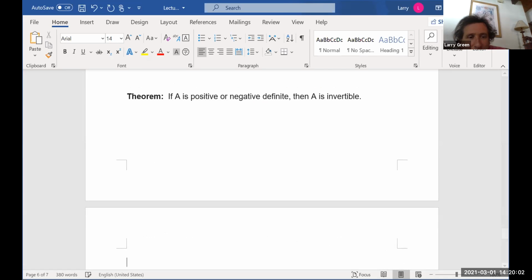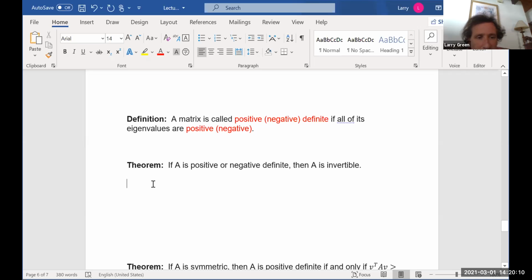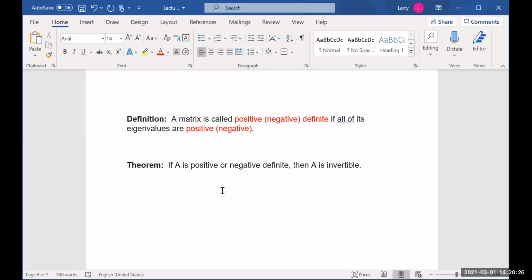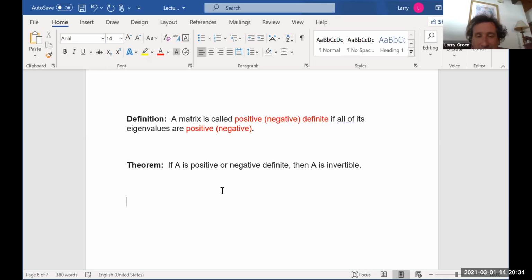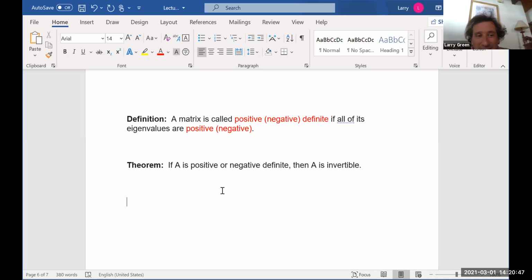Okay. Now comes a big theorem. If A is positive or negative definite, then A is invertible. By the way, does that tell you that if A is invertible, it must be positive definite? No. Can you think of an example of a matrix that's not positive definite, not negative definite, but still invertible? Zero, like the zero matrix. Yeah, the zero matrix. No, the zero matrix is not invertible. Good luck. The determinant's zero. You have no chance, right? So no, that one doesn't work.